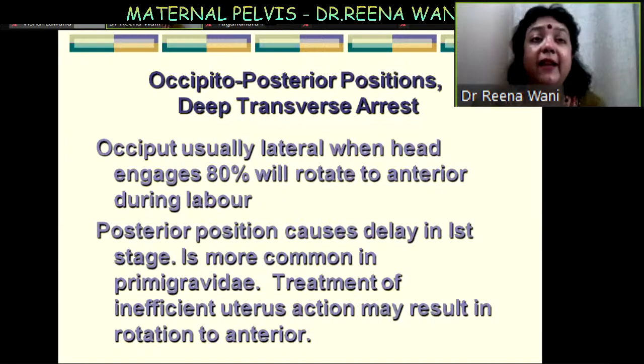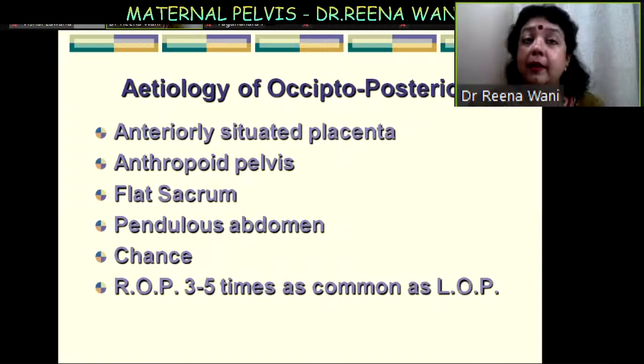This is a deflexed head where its occipitofrontal diameter is presenting, or with inefficient uterine action. Another thing is pain relief in labor or epidural analgesia, which is also associated with a higher tendency of prolonged labor and sometimes Oxford posterior. So these are various factors, and again, chance. You can't predict why in a particular woman she has landed up with Oxford posterior, but a flat sacrum, anthropoid pelvis, and other things are more common.